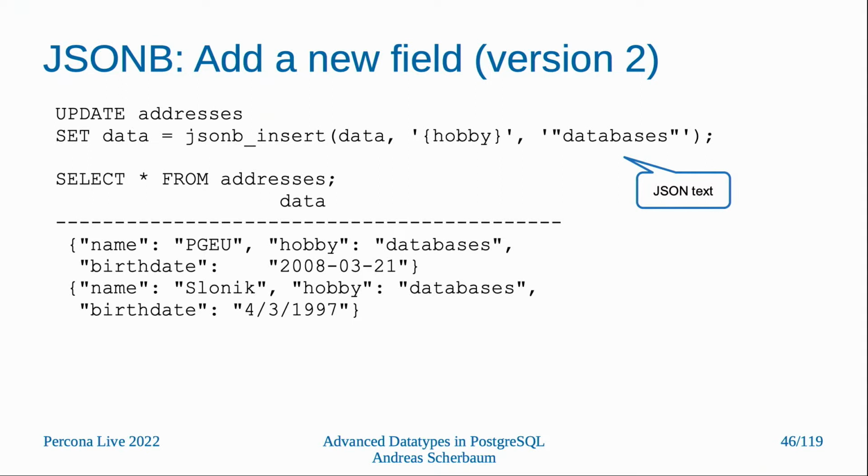Okay, again, this is a JSON text. You see we have single quotes from Postgres to make it a single field. And in our single text field, we have a JSON text which is quoted in double quotes.